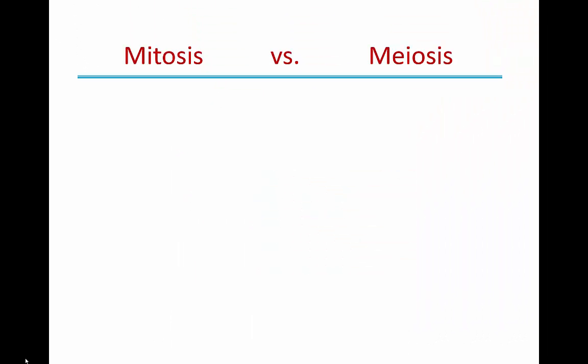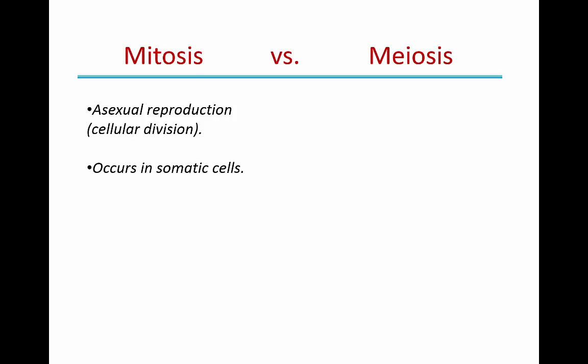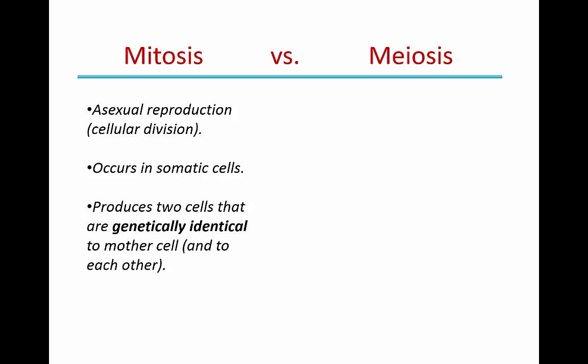So, to summarize the key points of mitosis, first of all, mitosis is asexual reproduction. It is just how cells divide to form two cells from one cell. This occurs in somatic cells. Somatic cells are any kind of cell that is not a germ cell. So a germ cell, those are the ones that produce the gametes, the egg and the sperm. And finally, mitosis produces two cells that are genetically identical both to each other and also genetically identical to the mother cell that produced them.